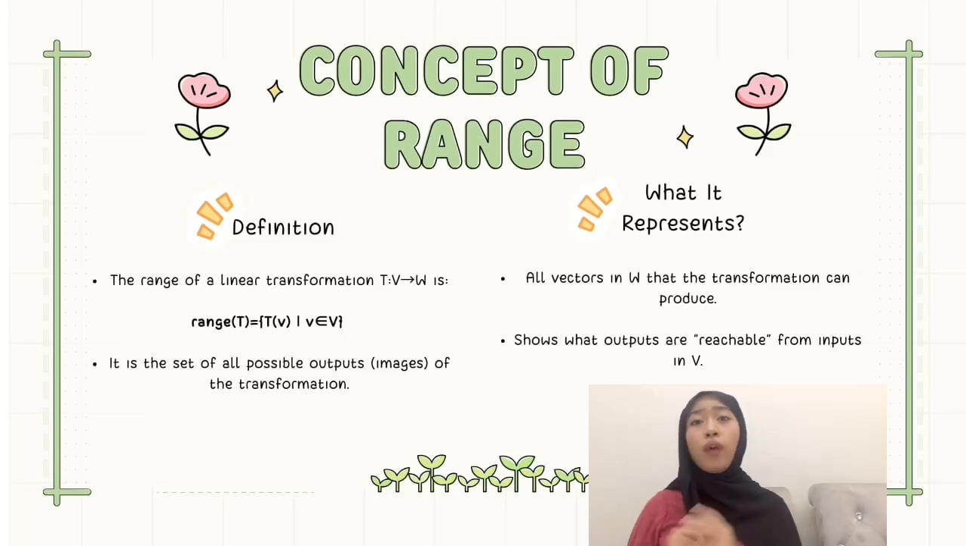Now here is what it represents. Imagine a transformation like a machine. You feed in inputs from the domain V and it gives you outputs in W. The range is the collection of all outputs that can actually be produced by that machine. It's important to note that the range is always a subspace of the codomain W.